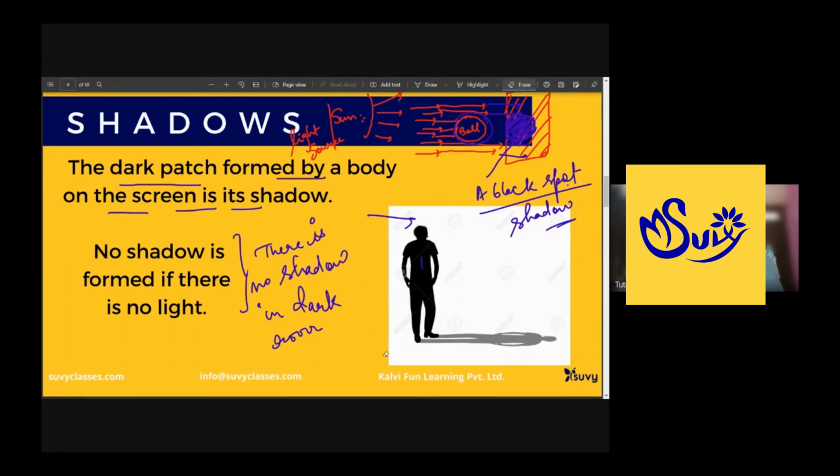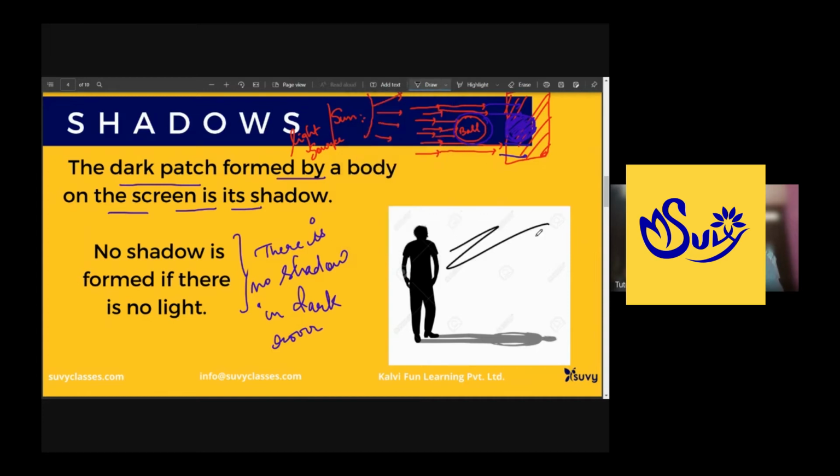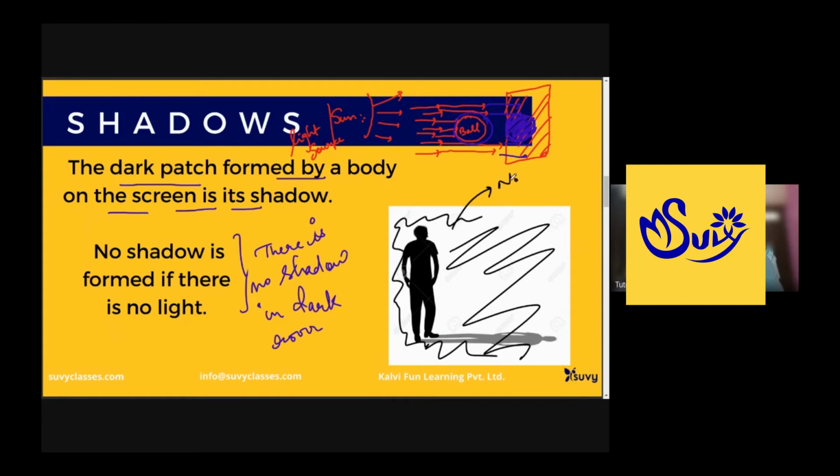But no, actually, in a dark room, if the room is dark, there is no light, right? And if there is no light, how will the shadow be formed? For example, this room is fully black. If the room is black, this means that there is no light. Because if light was there, the room would not have been dark.